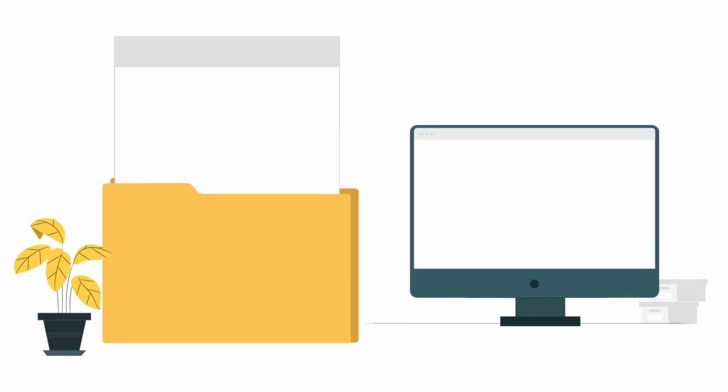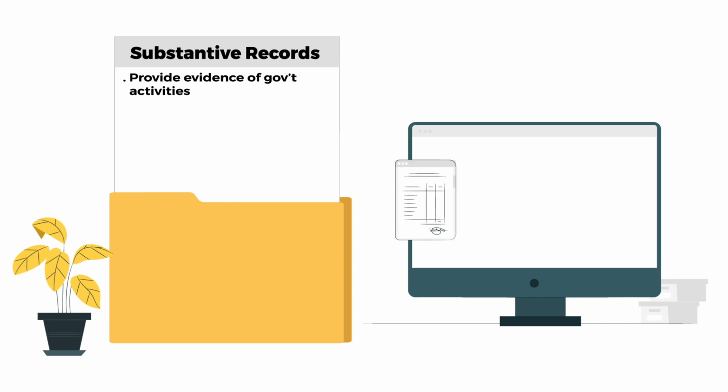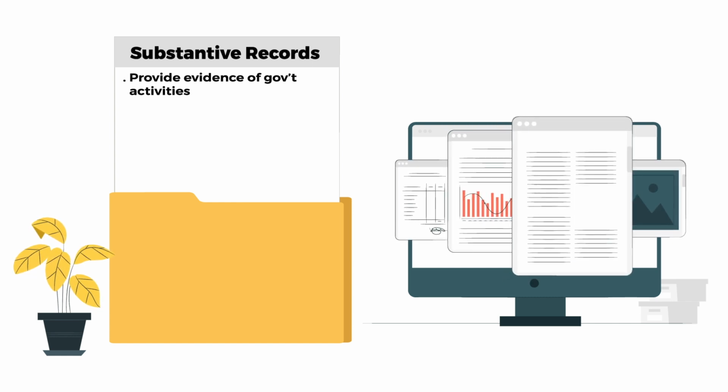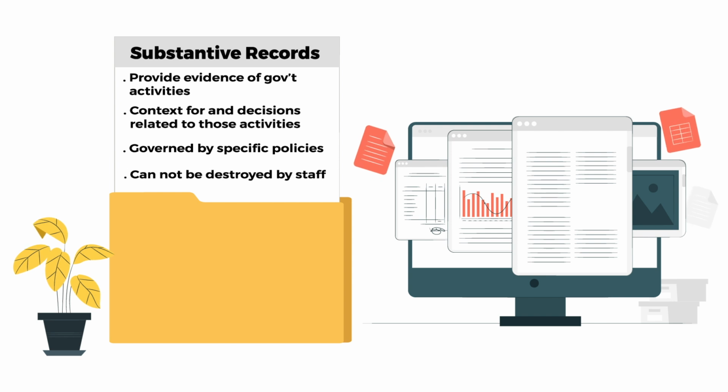The first category is substantive, or official records. These records provide evidence of the government making decisions, implementing policy, spending money, or any other action it takes. A proper collection of substantive records provides context of the actions and decisions of a government, providing a complete picture of the process that went into them.